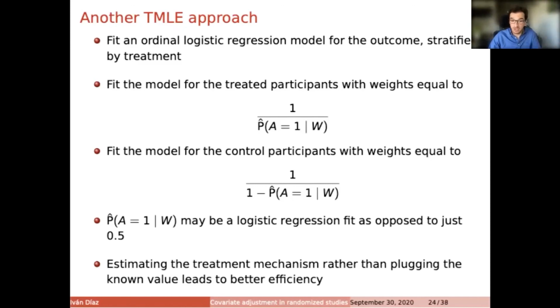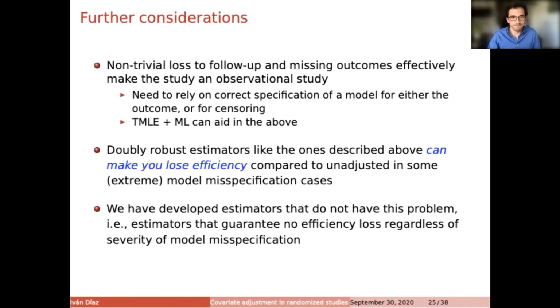This may be a logistic regression fit as opposed to just 0.5. And there is actually theory showing that this estimator is expected to have even more efficiency gains compared to the previous simpler estimator that just plugged in the 0.5 for the propensity score. So that's two simple TMLEs that you could implement for this problem.